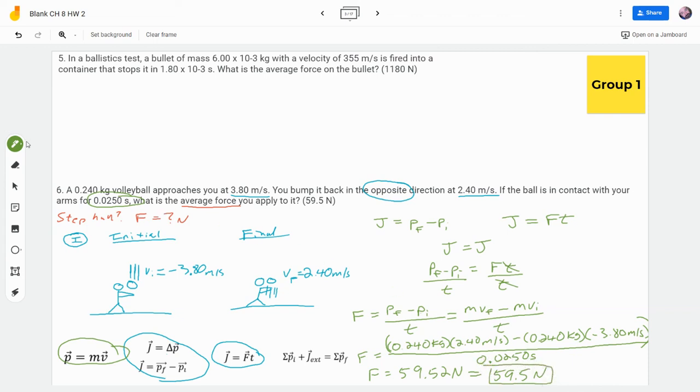Put a box around it. We solved for what we wanted: force, units of newtons. That's all good. 59.5 newtons, that's a reasonable amount of force to put on a volleyball.